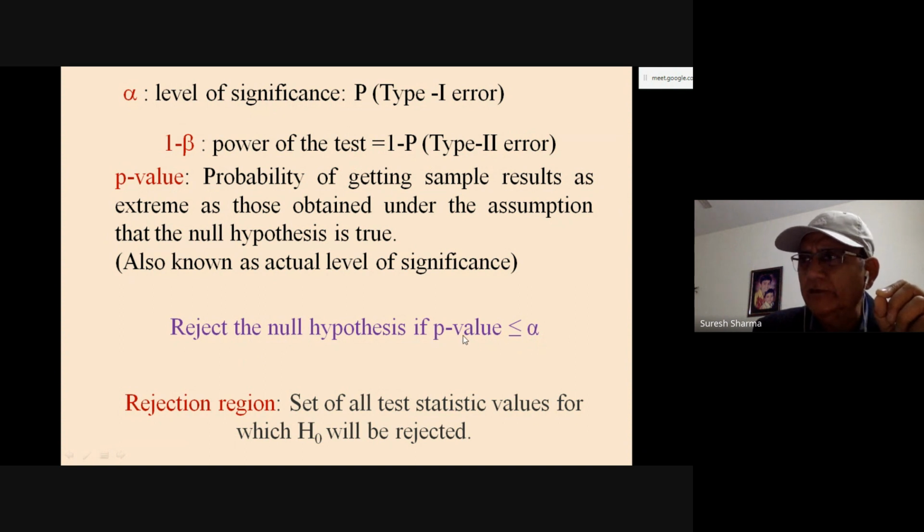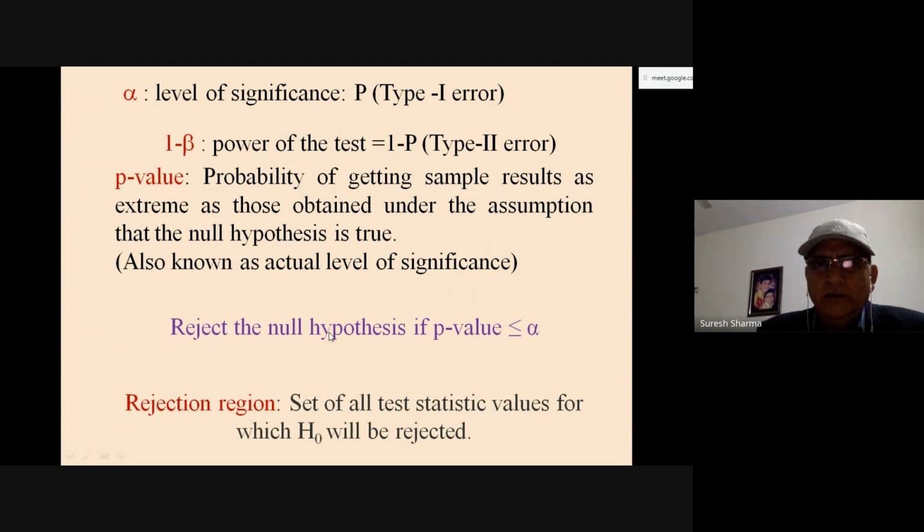Let's say your p-value is 0.002. Alpha is 5%, 0.05. So obviously it is less. So you will reject your null hypothesis. But suppose your p-value is 0.259. Alpha is 0.05. So 0.259 is more than 0.05. Then obviously you will not reject. You will accept the hypothesis.